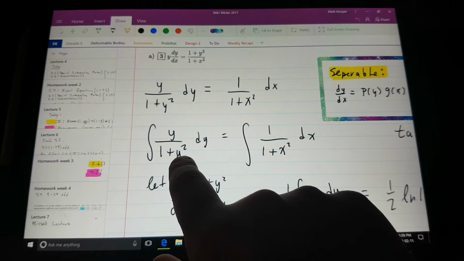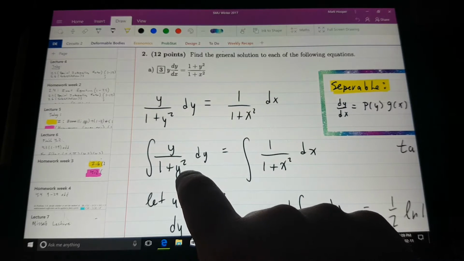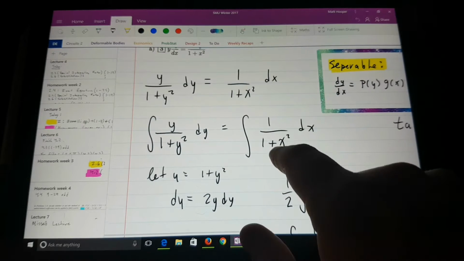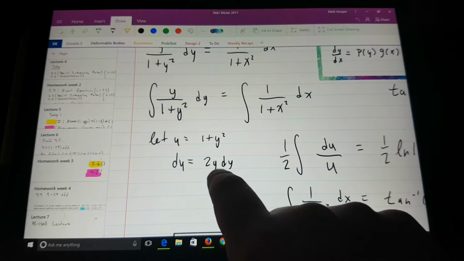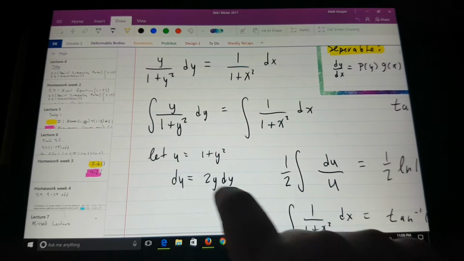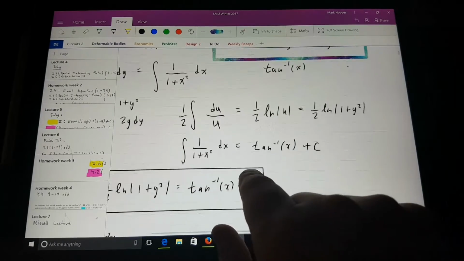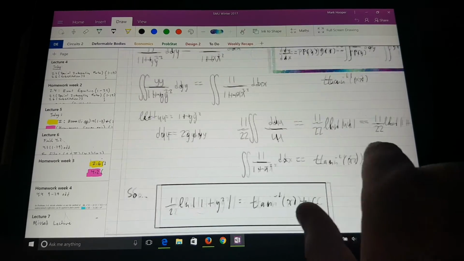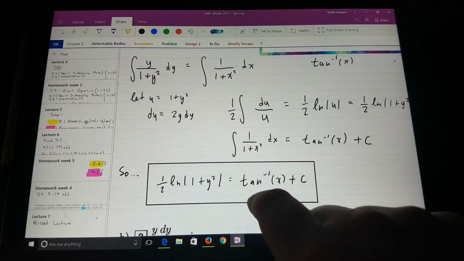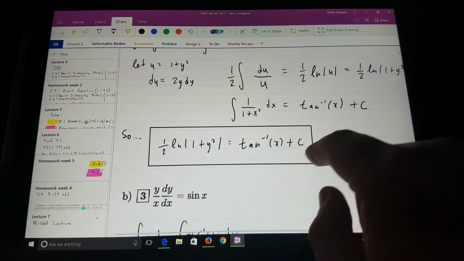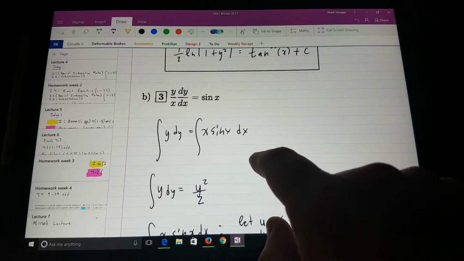So this one is tan inverse. This one is y over that. This one's tan inverse. This guy here, we got to do a u substitution. So we get this, but we don't have a 2, so then we got to multiply by 1/2. So that's going to be 1/2 ln of u, which u is 1 plus y squared, and then this one's tan inverse of x. And don't forget your plus c's. So that's it. This one is separable also.